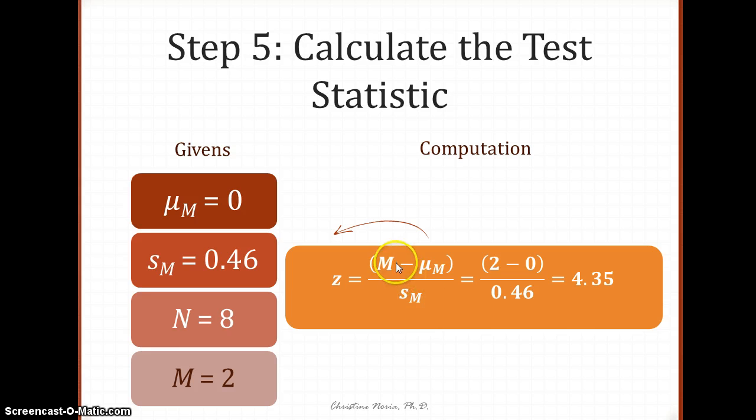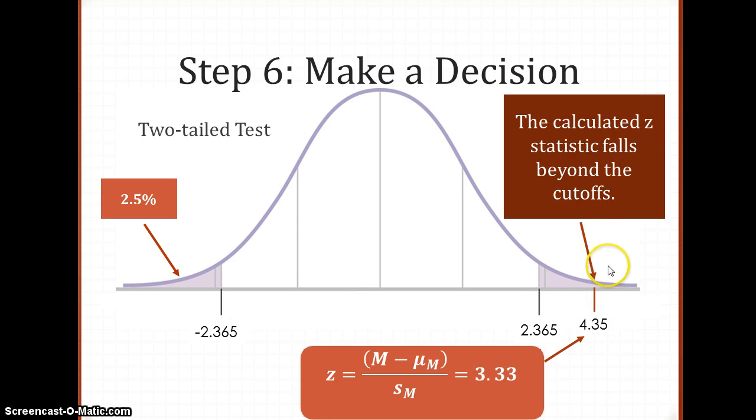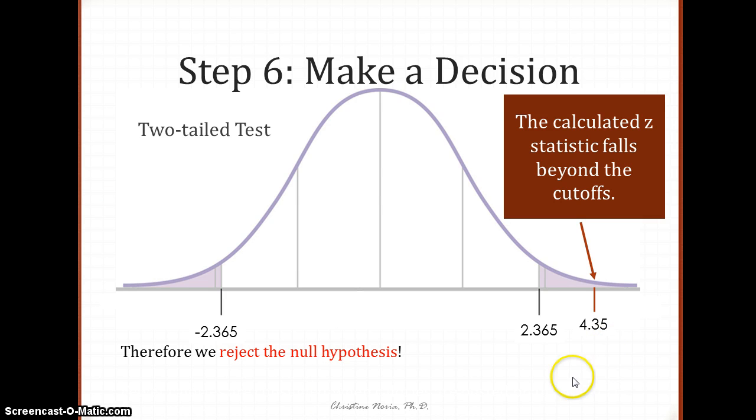So now we can do our computation. So we have the mean of our difference scores, and we subtract out the mean of the population of difference scores and divide by the standard error. So we have 2 minus 0 divided by 0.46, and we get a t of 4.35. So if we come back here, we have that score of 4.35. It's going to fall out here. It's extreme. And because it falls beyond those cutoff scores, then we get to make the decision to reject the null hypothesis.